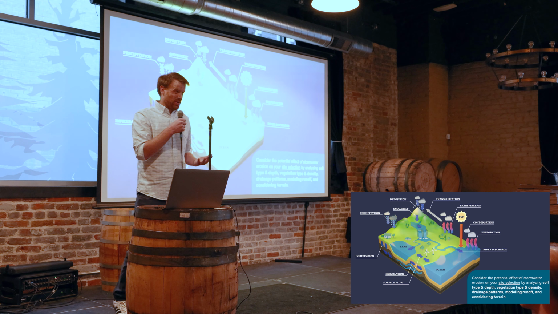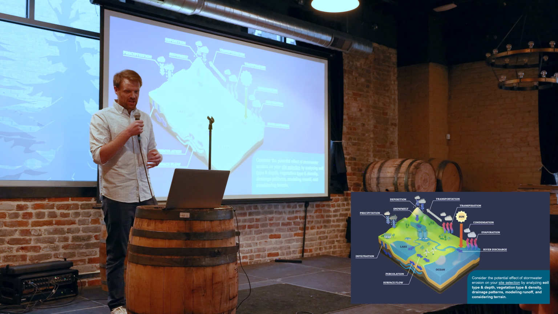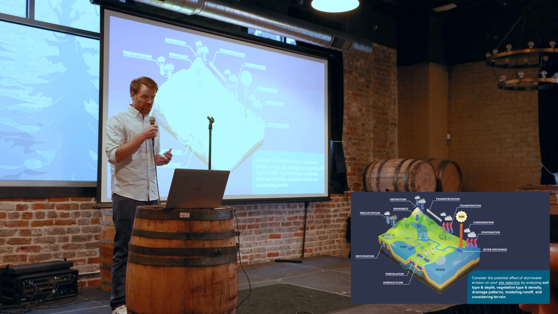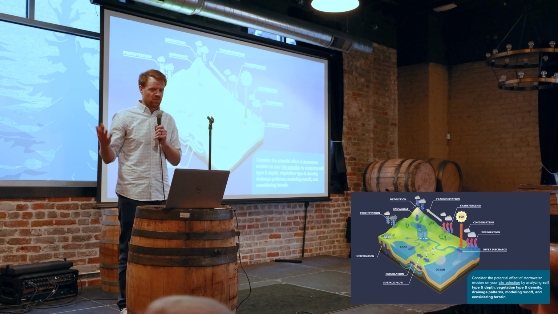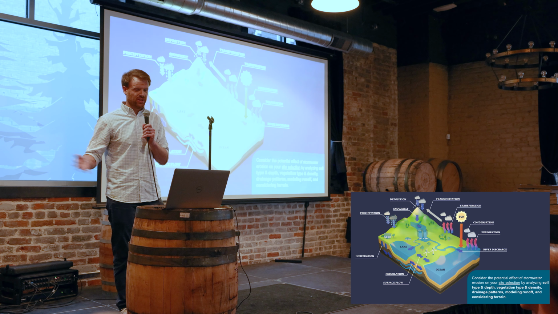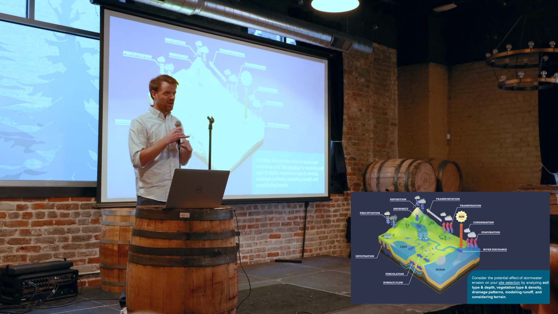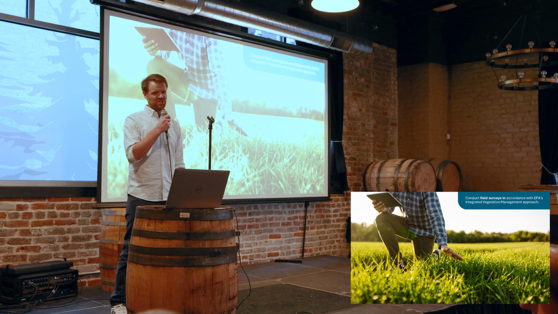There's a lot of different things when it comes to stormwater. This is a complicated thing. Type and depth of soil. Do we have any soil here? Are we in Colorado? There's no soil. What type of vegetation is growing? Where is the drainage going currently? Let's model runoff and consider terrain. All these things go into revegetation.